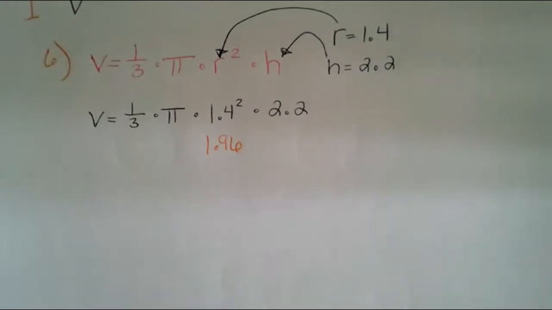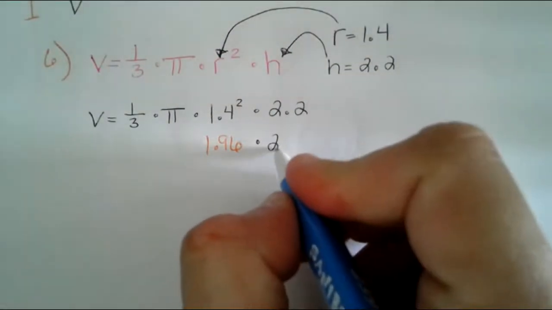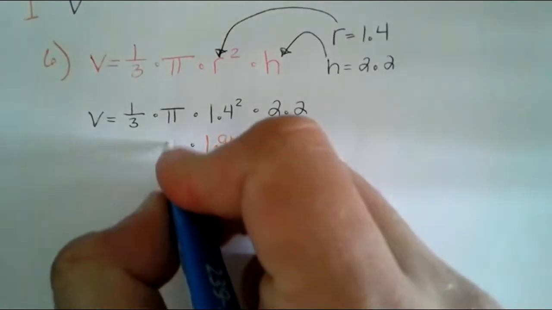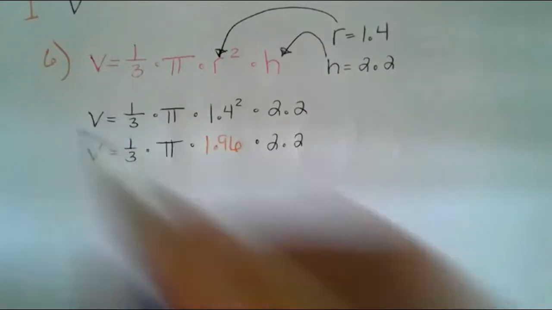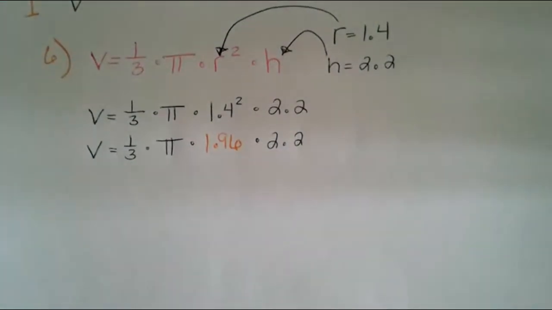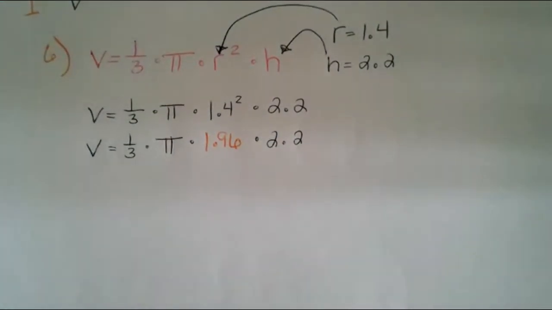I'm going to bring everything else down. I have not touched 2.2. Have not touched pi. Have not touched 1/3. Bring down my equal sign. Bring down my volume. Now, everything's held together by multiplication, so there is no limit to what has to go first, what goes second. I'm going to do 1.96 times 2.2.